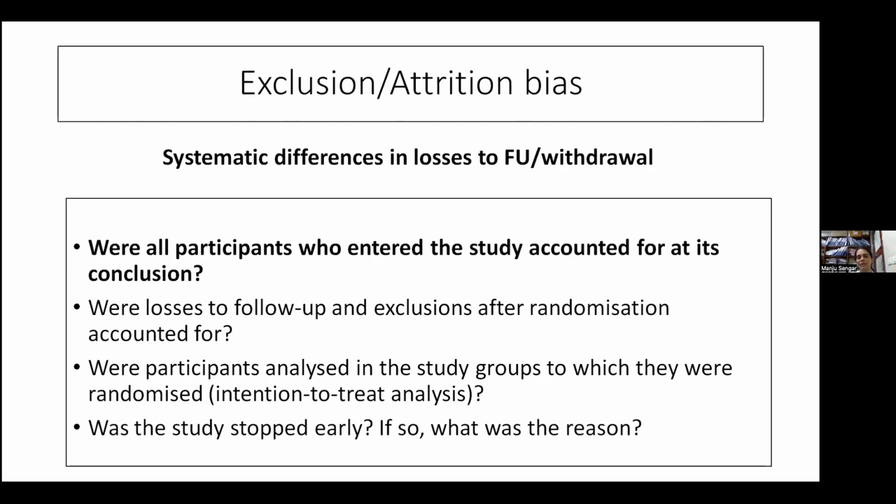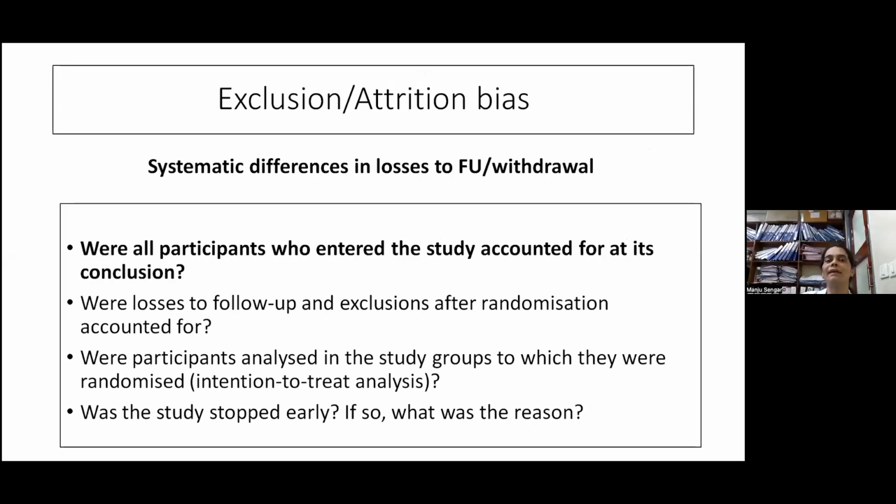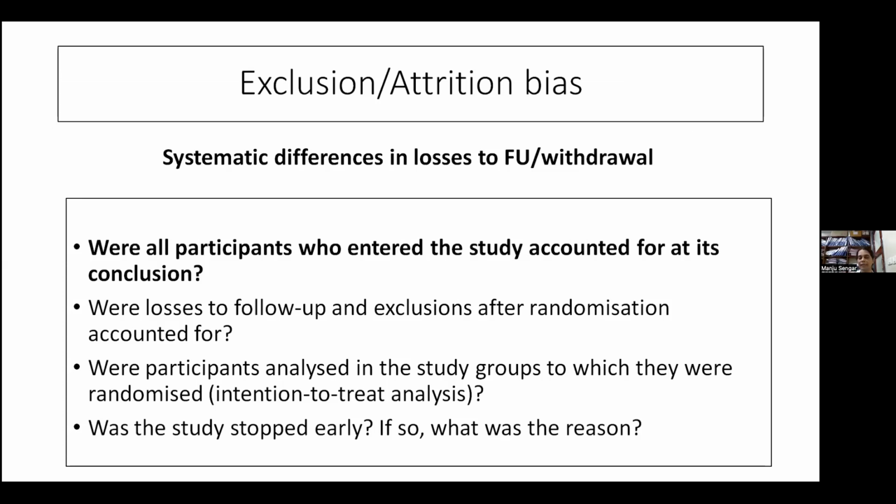Coming on to the exclusion or attrition bias, if there are systematic differences in the losses to follow-up or withdrawals from the intervention arm as compared to the comparator arm, even that can introduce a bias, what we call attrition bias. To see whether there is such bias or not, we need to look at the diagram and see whether all the participants who entered were accounted for, each and every one till their last data analysis. And whether the analysis is done as per the group to which the participants were randomized, what we call intention to treat analysis. The other thing we need to see is whether the study was stopped early, and if yes, what was the reason.